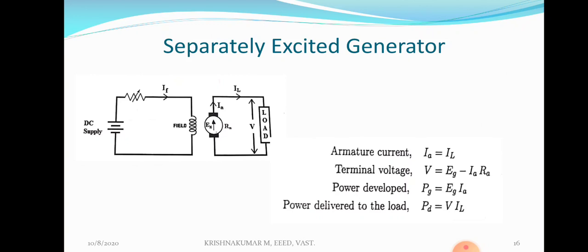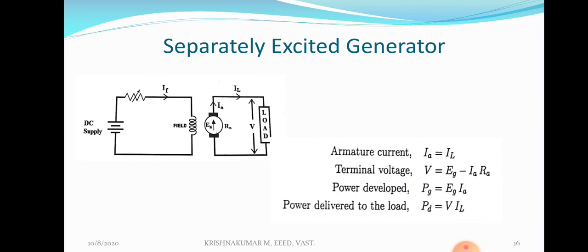What about power? The power developed is the generated power, PG. PG is equal to the generated EMF into the armature current, EG into IA. What about the power delivered to the load? The delivered power PD is equal to V into IL. That means the power available across the load is equal to V into IL.